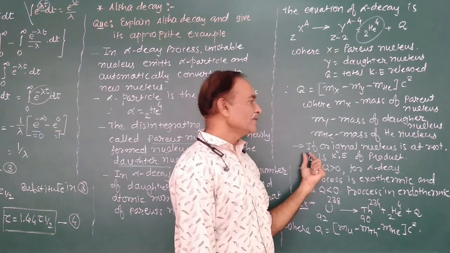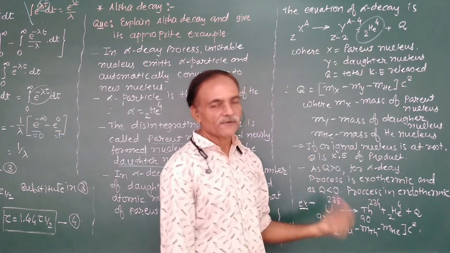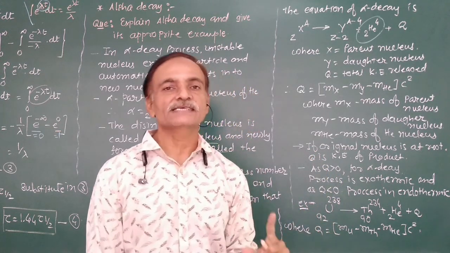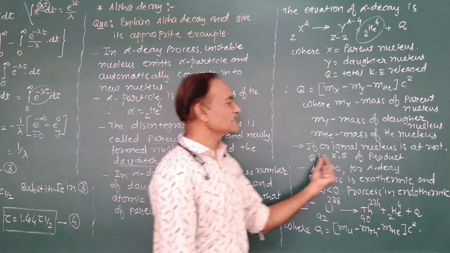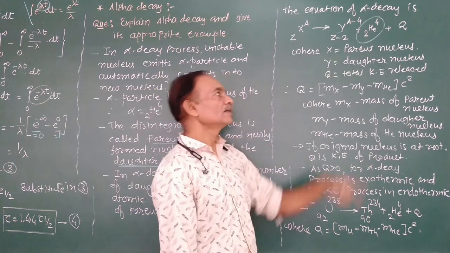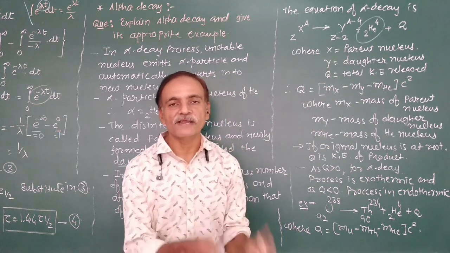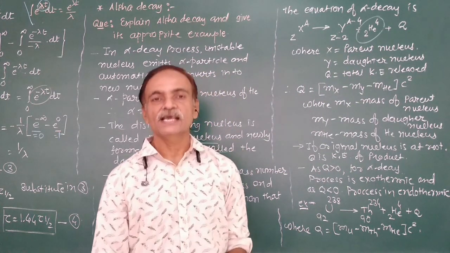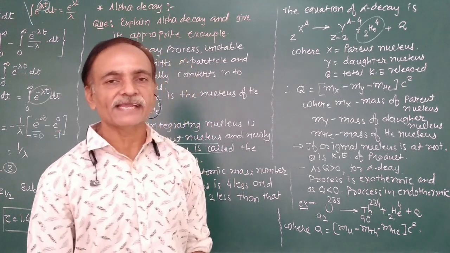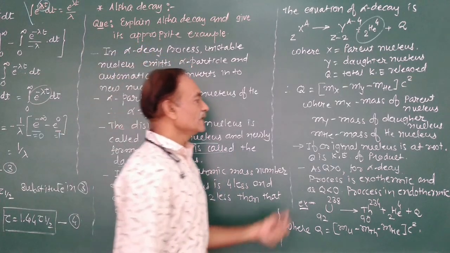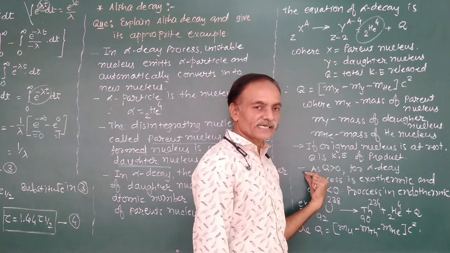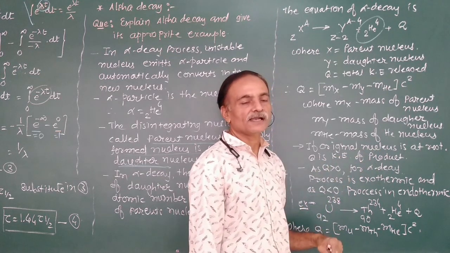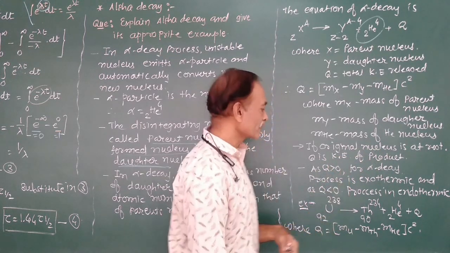If the original nucleus is at rest, therefore Q is the kinetic energy of the product. Q is not obtained as a bunch of energy. It is generally obtained in the form of heat energy and also in the form of kinetic energy of the product. If the original nucleus is at rest, Q is the total kinetic energy of the product.